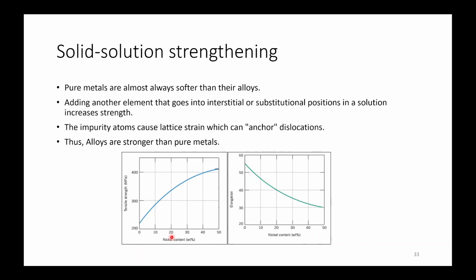Now here it is shown like in copper nickel alloy. If we are increasing amount of nickel, tensile strength will keep on increasing and the ductility will decrease because these are inversely proportional.